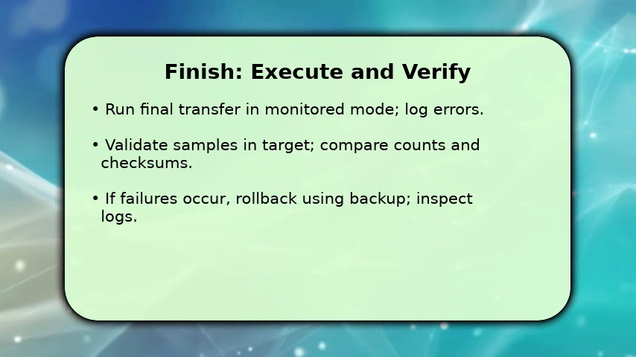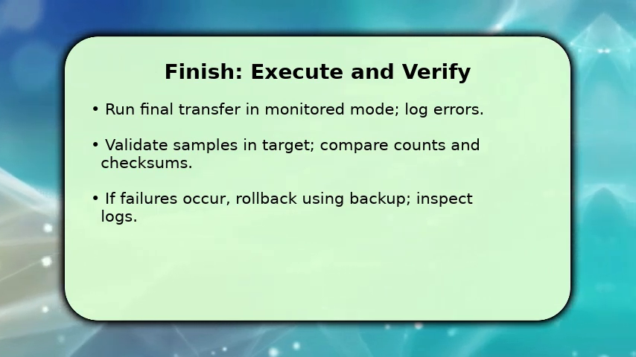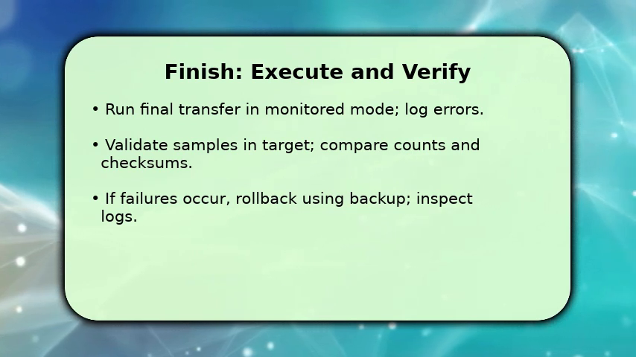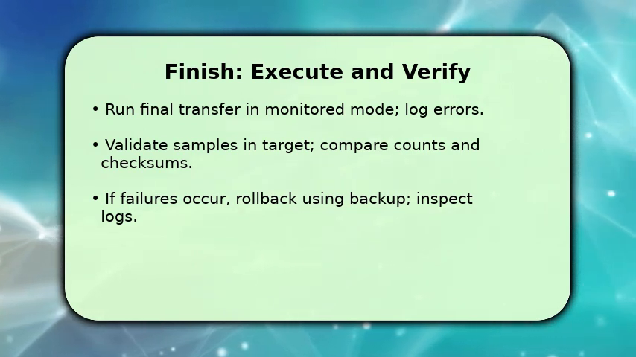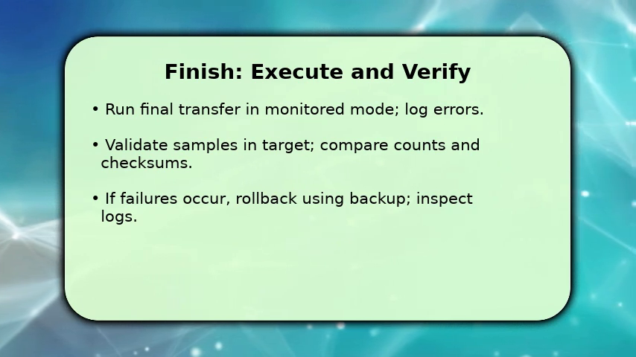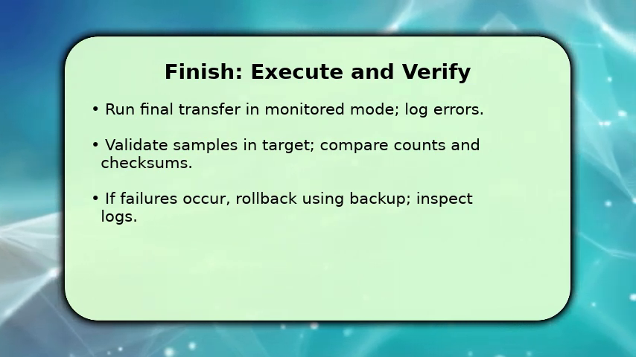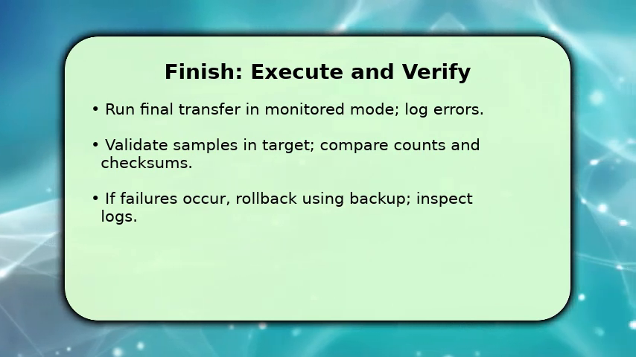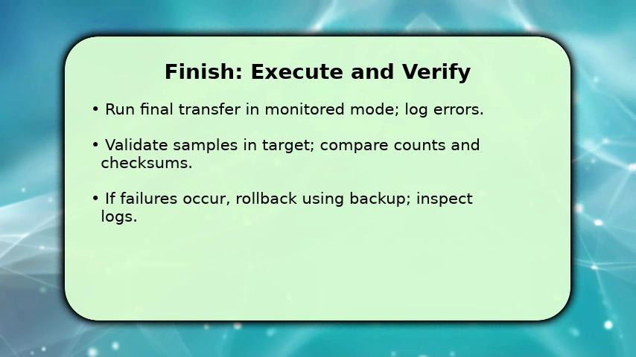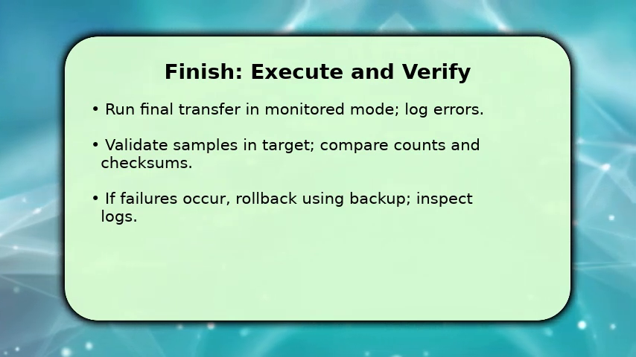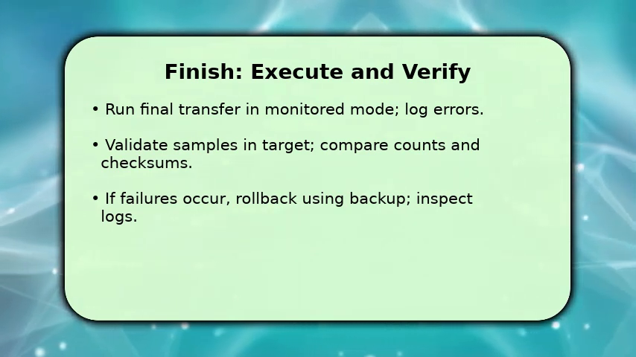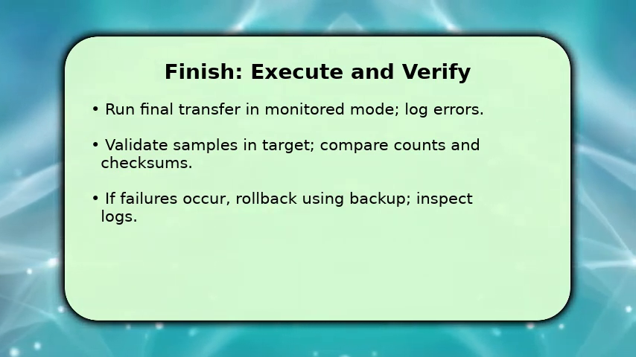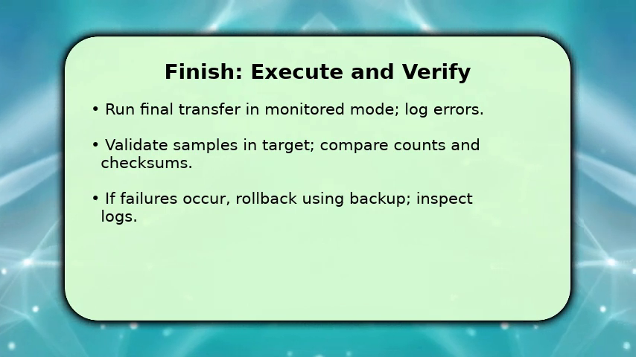After the run, validate by sampling records in the target and comparing row counts and checksums to ensure integrity. If discrepancies appear, pause further transfers and restore from your backup, then inspect detailed logs to find transformation or connector failures. One troubleshooting tip: if transfers stall, reduce batch size and check network timeouts. This resolves most intermittent failures quickly.